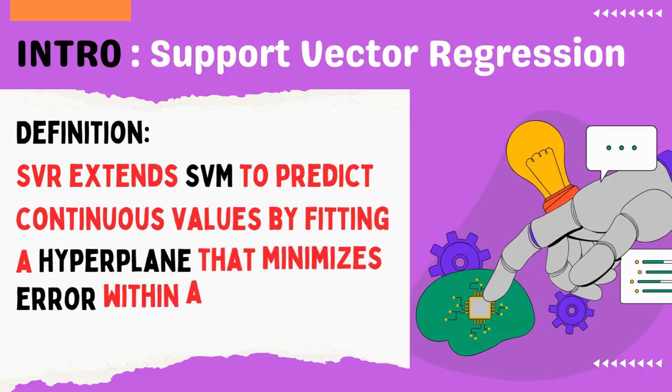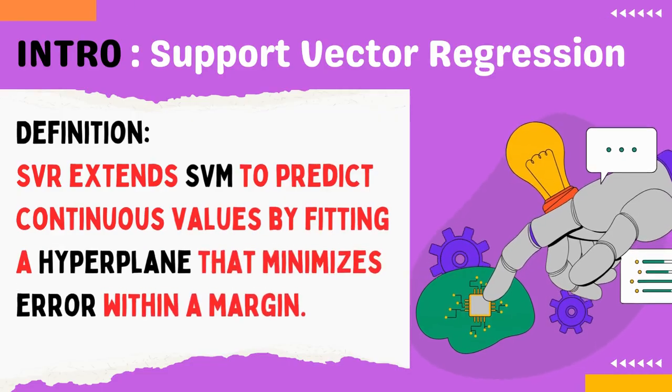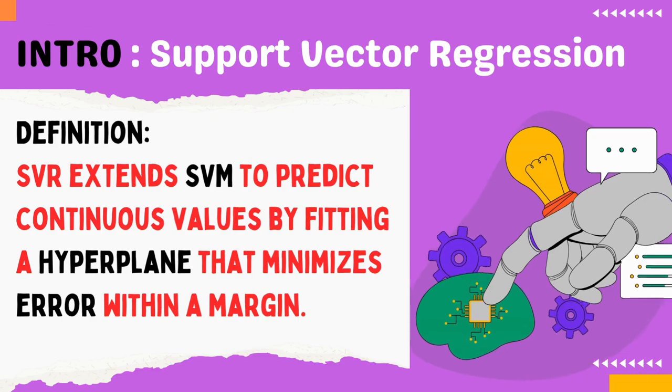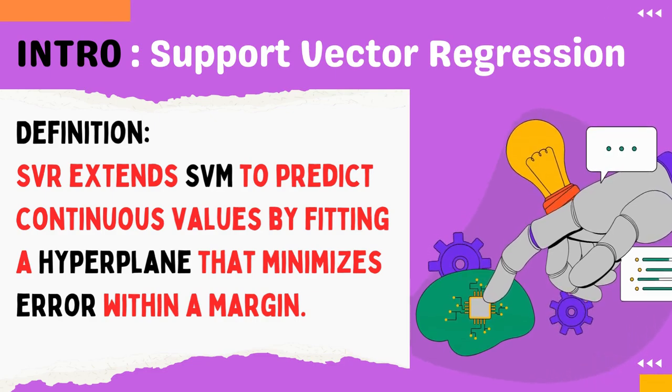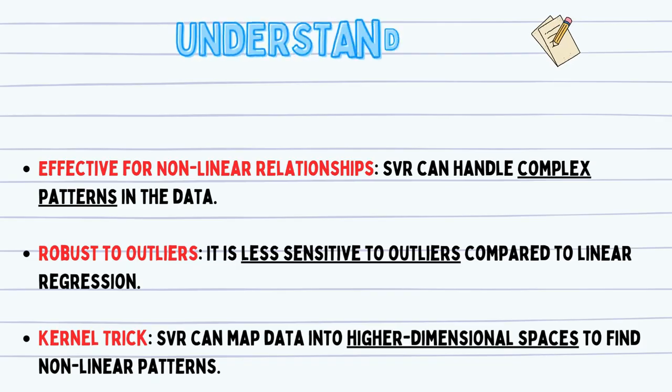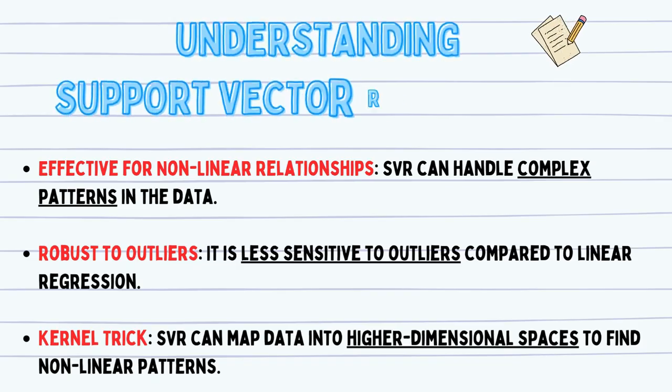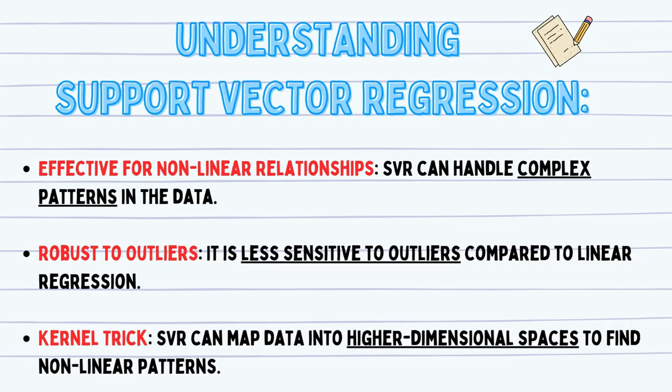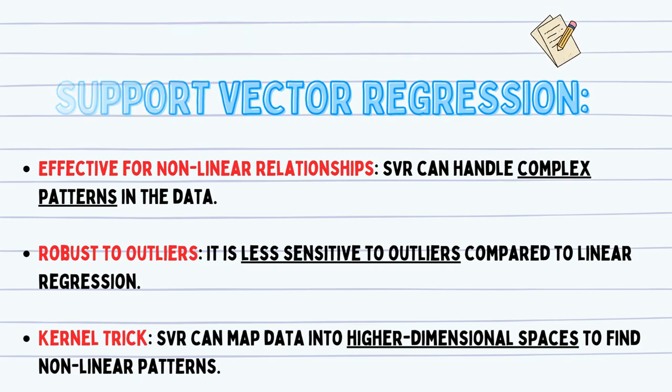Introduction. We're breaking down Support Vector Regression, or SVR, a technique used for predicting continuous values. Effective for nonlinear relationships, SVR can handle complex patterns in the data. Robust to outliers, it is less sensitive to outliers compared to linear regression. Kernel trick: SVR can map data into higher dimensional spaces to find nonlinear patterns.